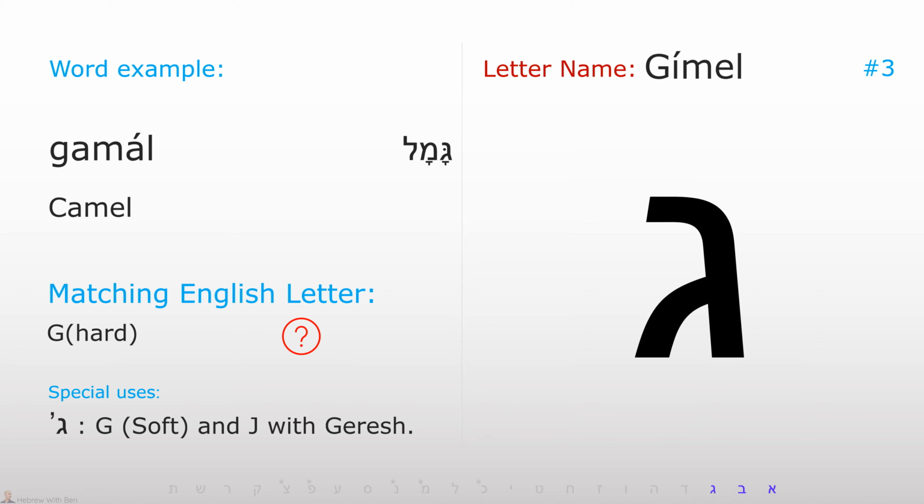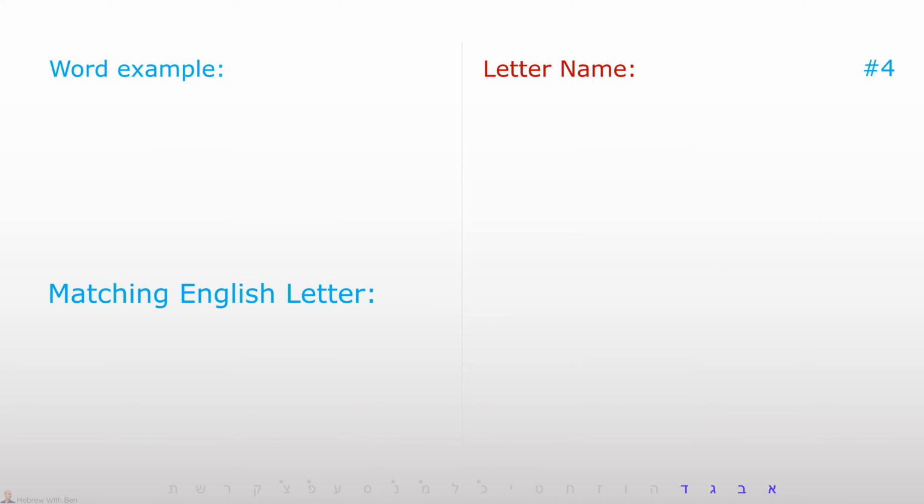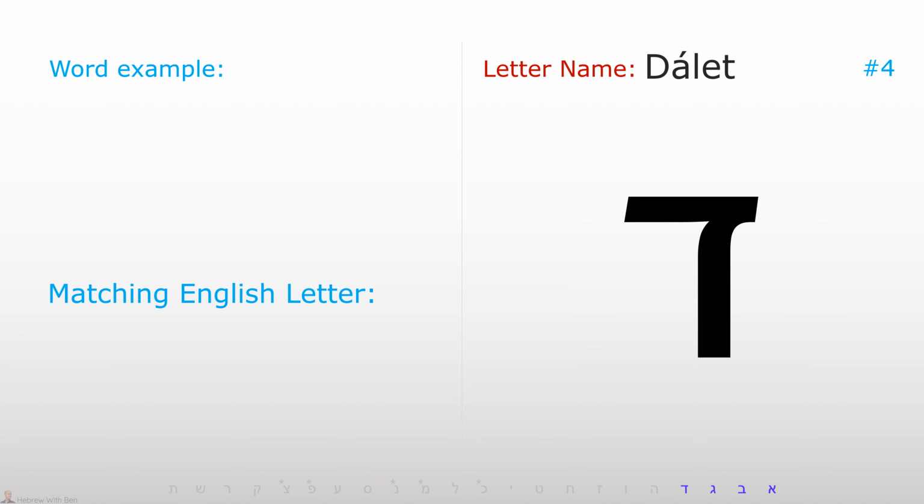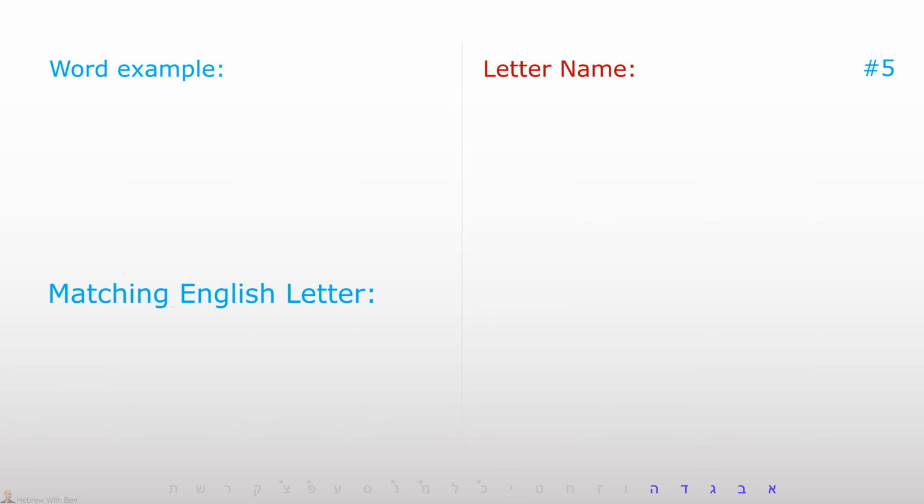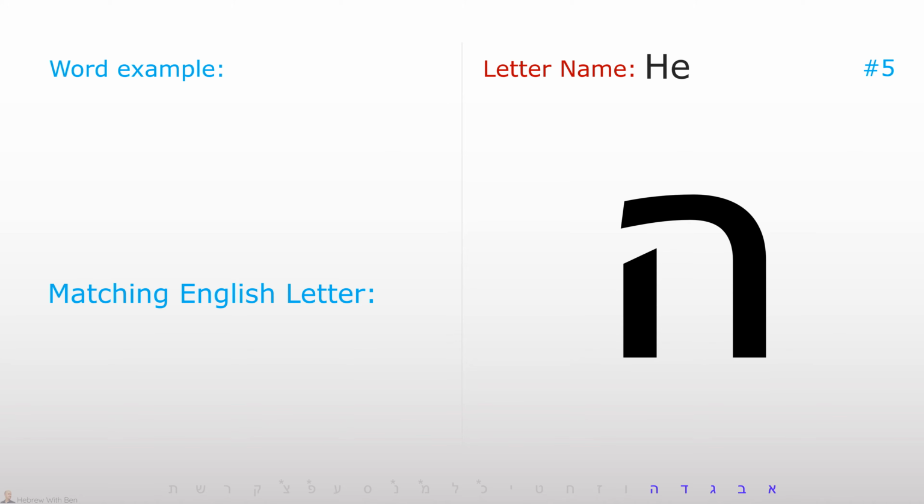The fourth letter is Dalet. It matches the English letter D. A word example is the Hebrew name David. David. The next letter is He. The matching letter is H. A word example is Hatzlacha. Hatzlacha.